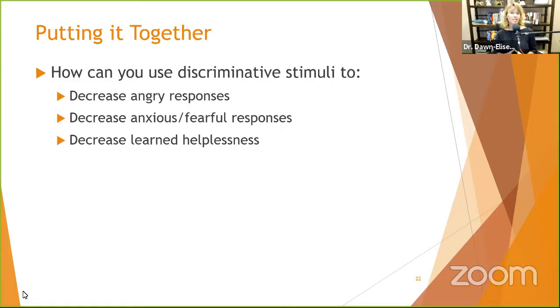Decrease learned helplessness. So encourage people to remember what they are capable of doing and focus on those things that they can. And in my office and at home, I have tapestries with the Serenity Prayer on it. That works for me. What's going to work for your client to remind them that there are some things they can't change, but there are a lot of things they can change in their environment?